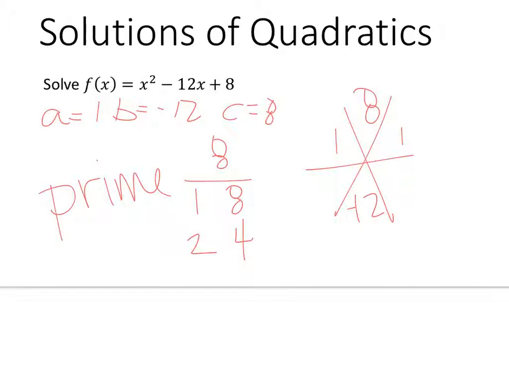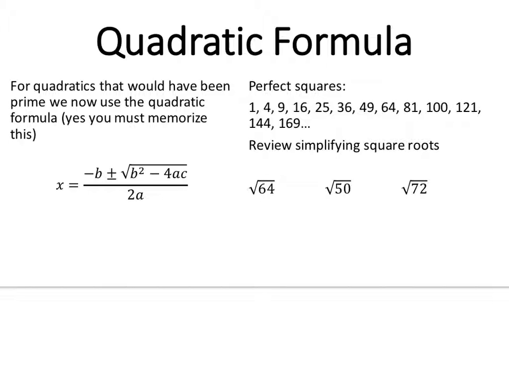Well, today what we're going to figure out is there's actually a way to solve and find our x-intercepts or solutions or roots or zeros for this function. The way we do that is we use the quadratic formula. So on the left side there, you see that for quadratics that would have been prime, we now use the quadratic formula. And yes, you do need to memorize this. This will not be given to you on the test, so each day you need to be going over this and making sure that you have this pretty much memorized.